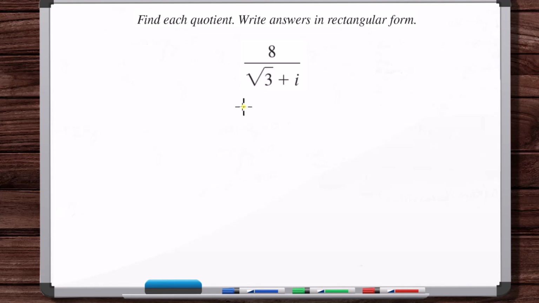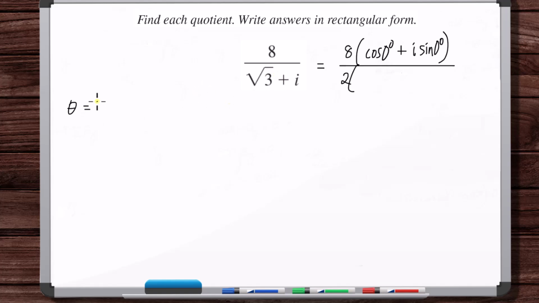Okay, for these problems, we just want to convert the two complex numbers into polar form first. So we don't want to divide these in rectangular form. We know that 8 is going to have angle 0 degrees. So the radius is going to be 8, and we've got cosine of 0 degrees plus i sine of 0 degrees. Now here, root 3 squared is 3, 1 squared is 1. Square root of 4 is 2.